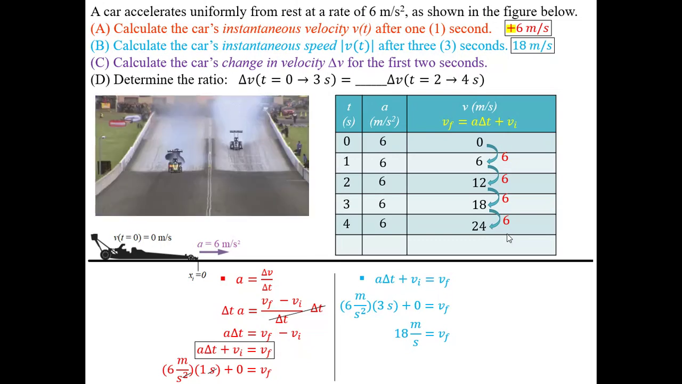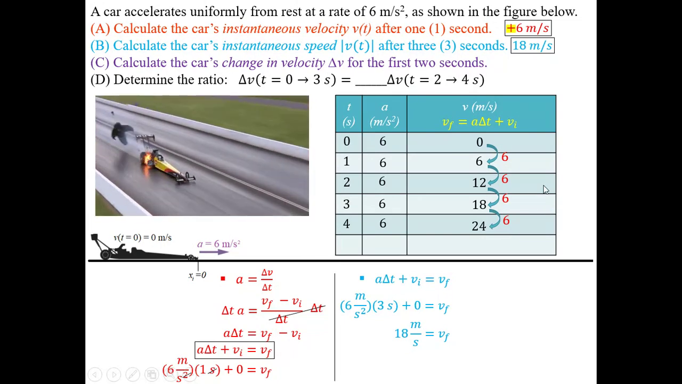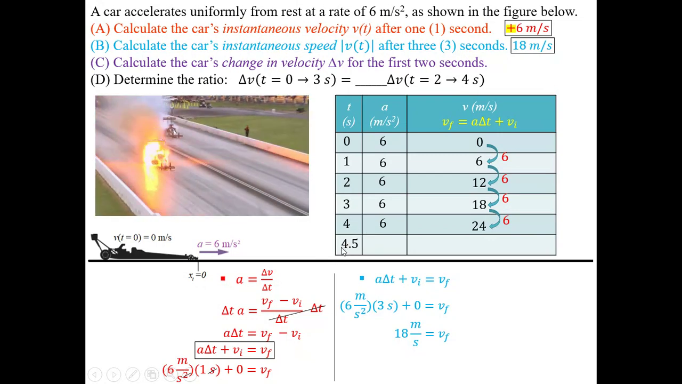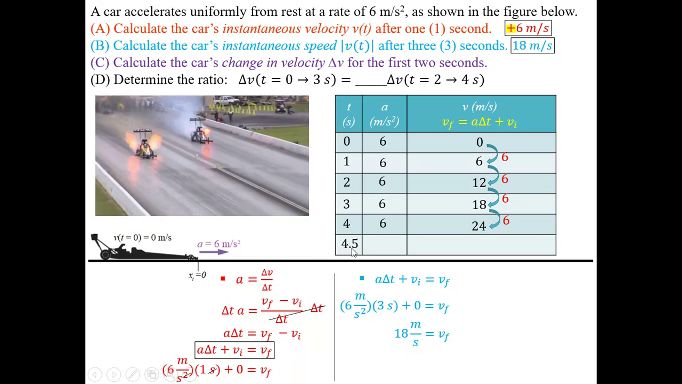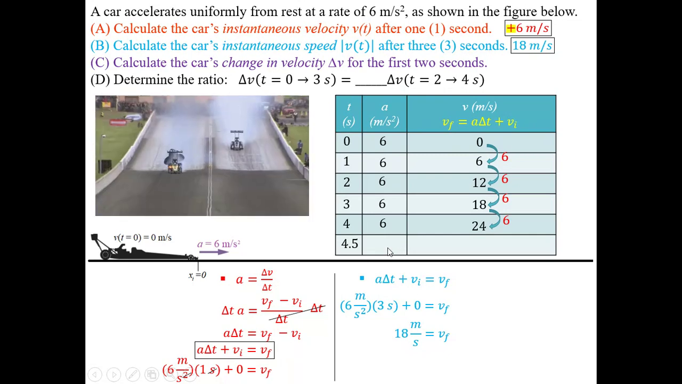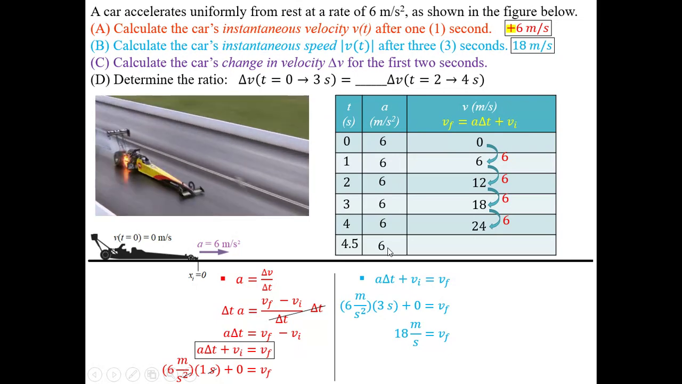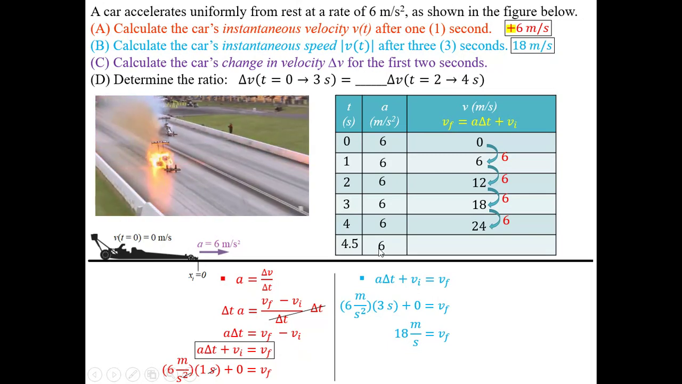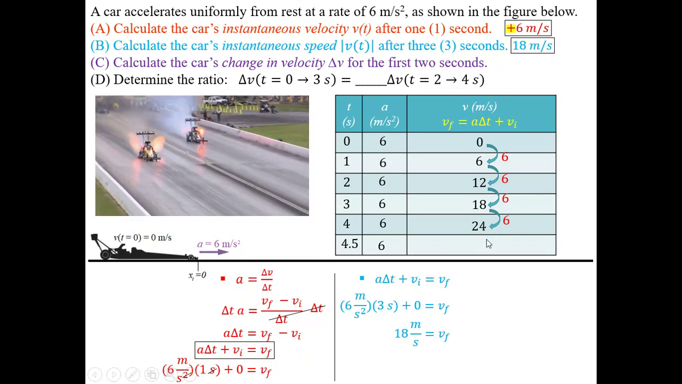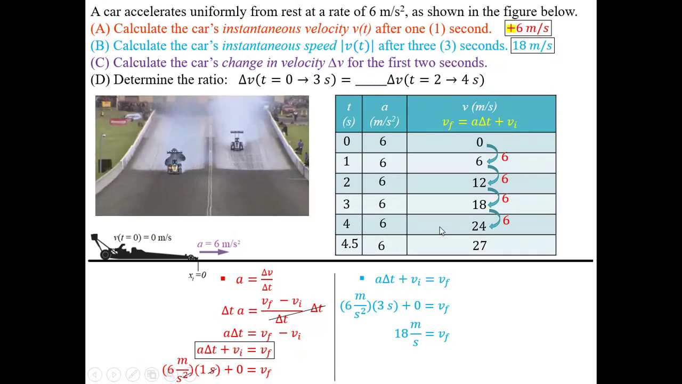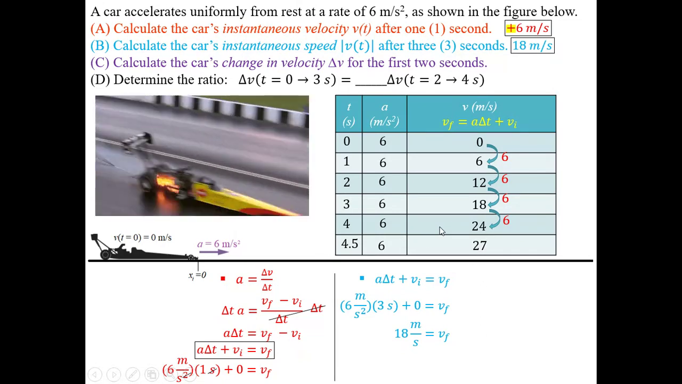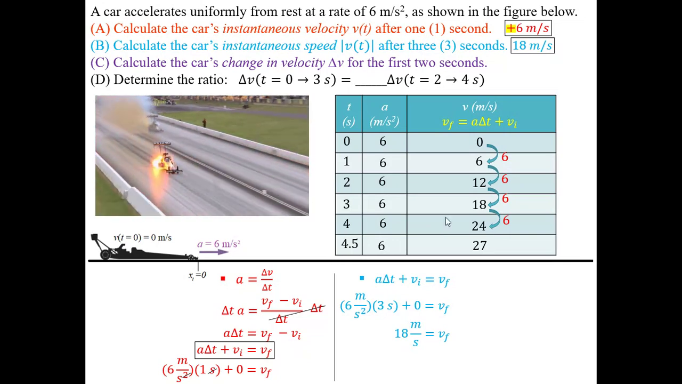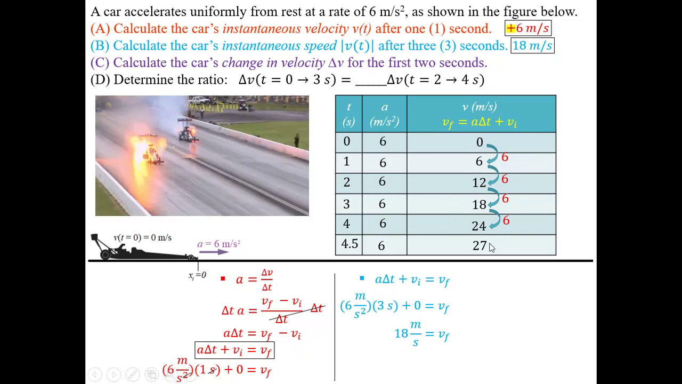Now, what if it's not a whole number? What if it's not 1 second, but half a second? Here I have 4.5 seconds. Instead of going to 5, I went to 4.5. What's your A? Your A is still 6. Don't fall for that trap where you change stuff. A is 6 all the way, however many seconds you want. This answer is 27, because if you change by 6 every second, you change by half of 6, which is 3, for half a second. So you take 24 plus 3, and your answer is 27.